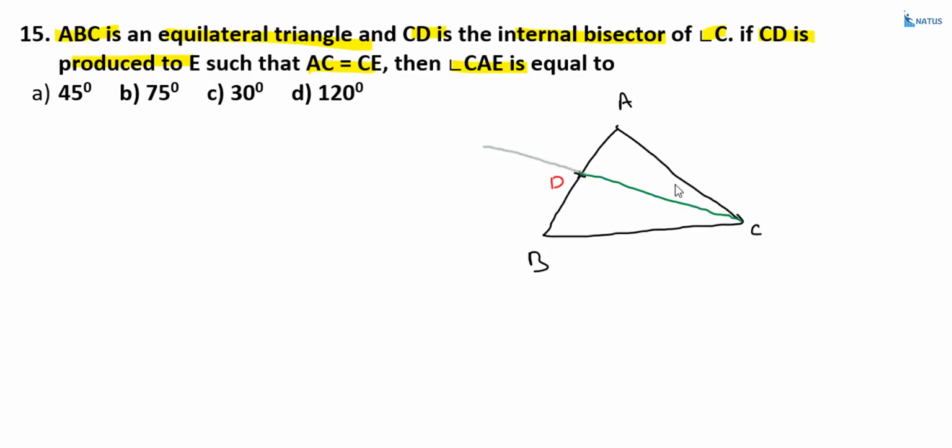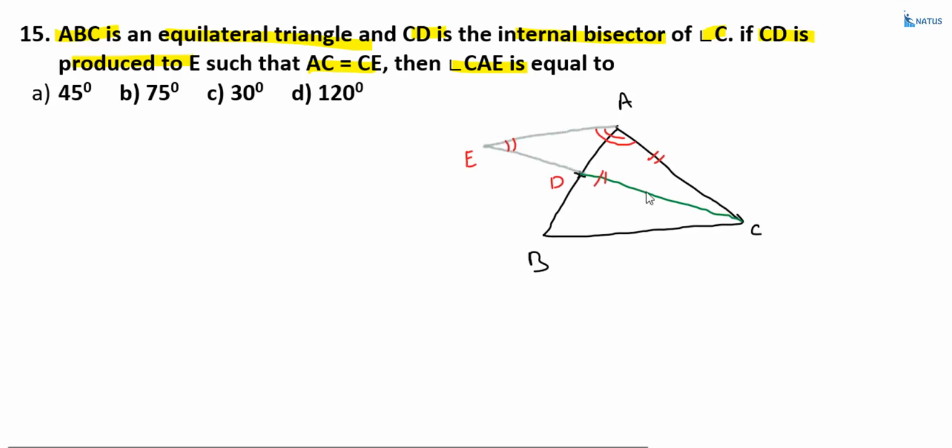If AC is equal to CE, suppose these two lines are equal. What about these two angles? These two angles are also equal or not? These two angles are also equal.